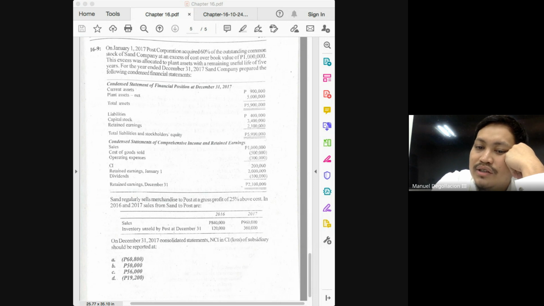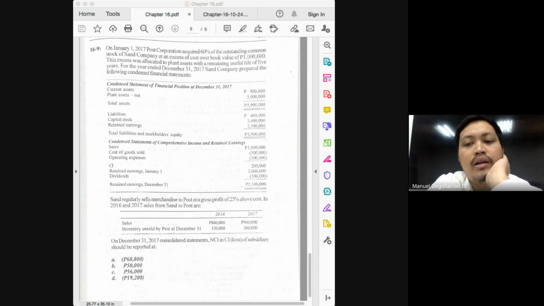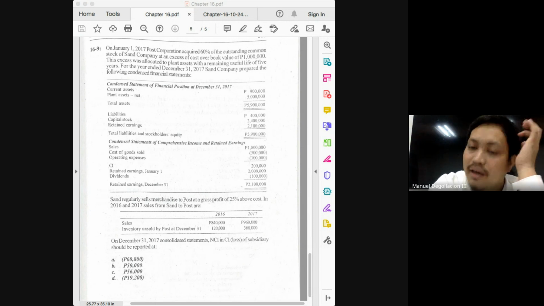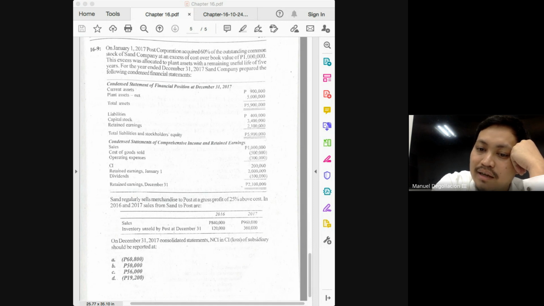Okay, so what we really need is just the ending and beginning inventory. Because what we're given is the December 31 inventory, but what I need is the beginning inventory. Is there any way for me to determine the beginning inventory in 2017? Yes, because the ending in 2016 will be the beginning in 2017. So basically the 120,000, please do not be misled, class. The 120,000 there is the December 31 balance, but the relevance of that amount is that it will also be the January 1 balance in 2017.